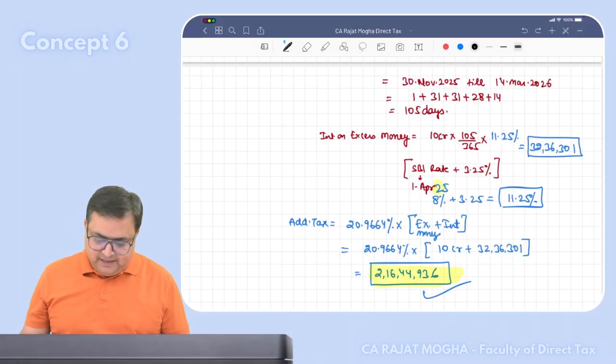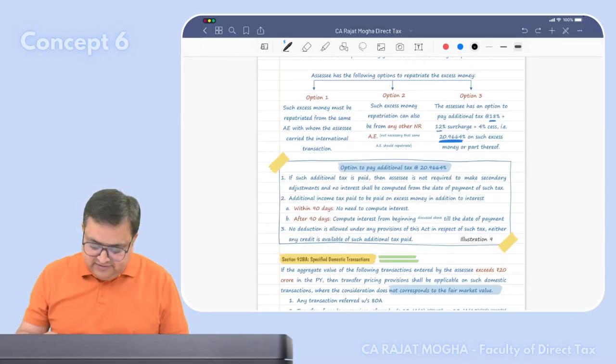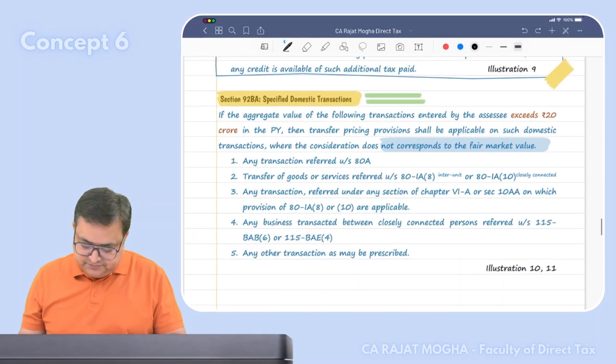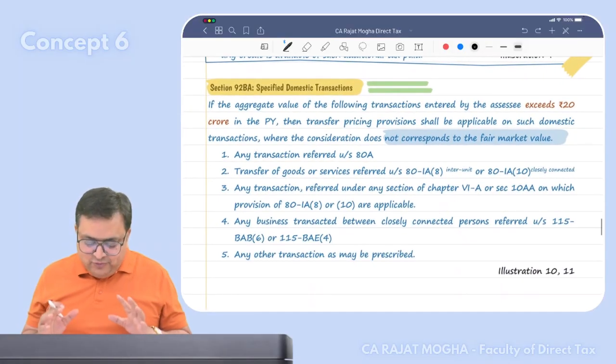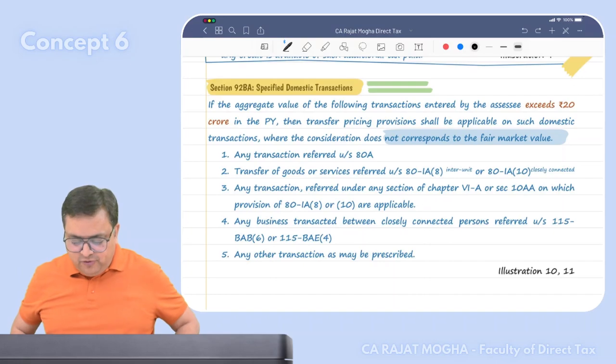Okay. Now, this was primary and secondary adjustment. So I believe that secondary adjustment things are clear to you. Okay. Now let us come to specified domestic transactions. It's a very easy topic, very small topic.